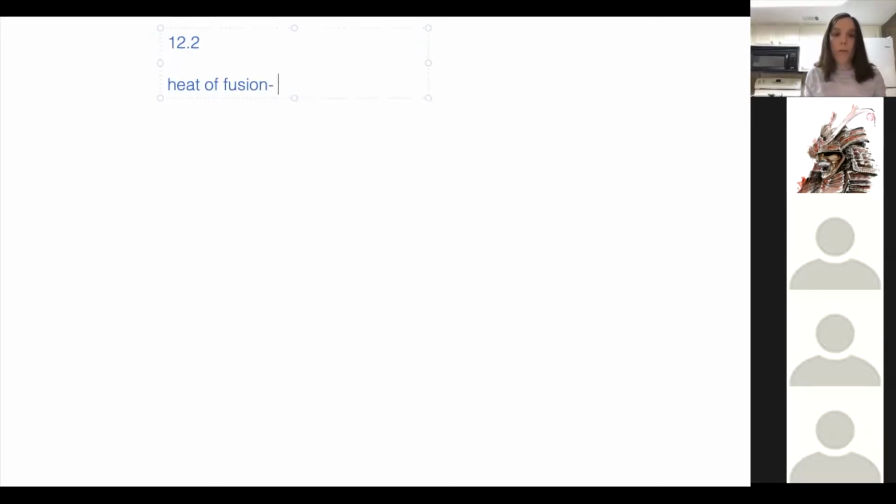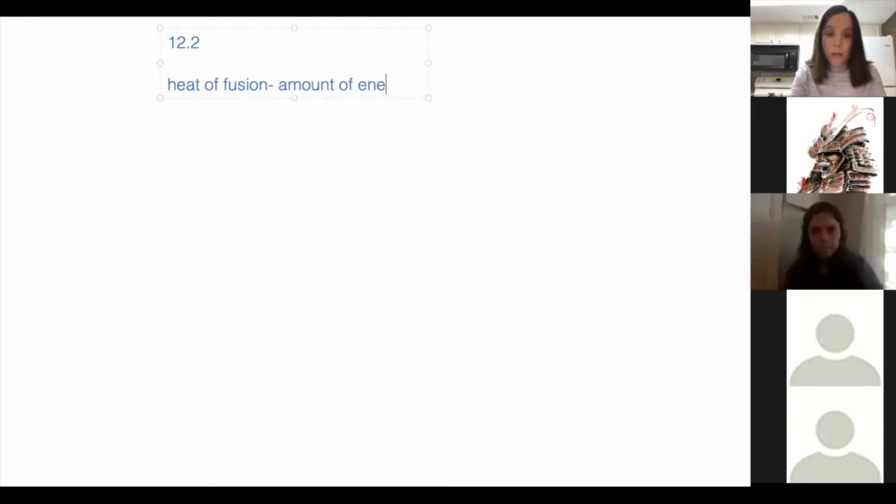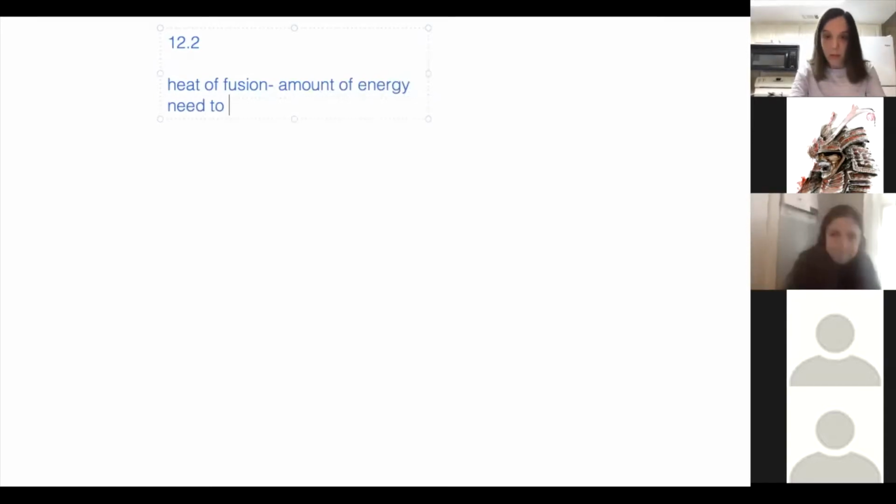So when you hear the word fusion, you think of things coming together. But heat of fusion would be the energy required to melt a solid into a liquid. So I'll define that for you. So amount of energy needed to melt 1 kilogram of a substance into a liquid.